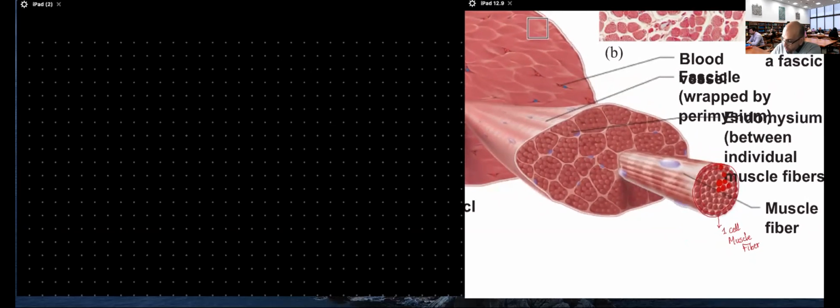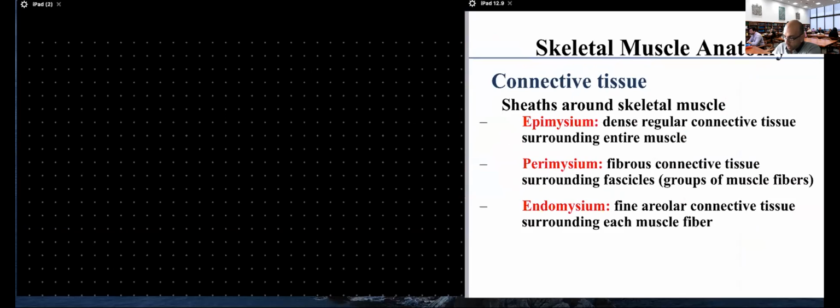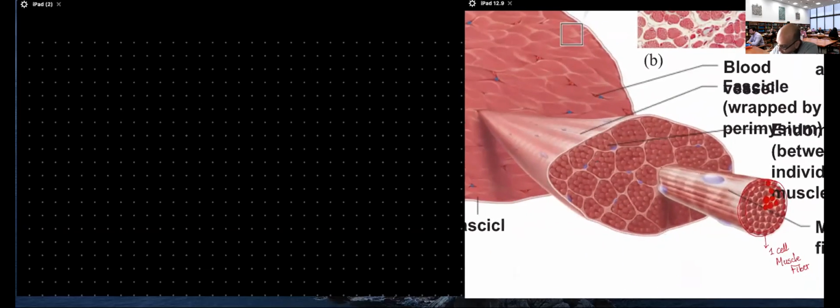A bundle of muscle fibers is going to be attached to one another by connective tissue. We call this my endomysium. And the endomysium is going to be the areolar connective tissue surrounding each of the muscle fibers. So you see on here, each muscle fiber is surrounded by a layer of connective tissue. I will be drawing this in blue. This layer of connective tissue is my endomysium. Endo on the inside.